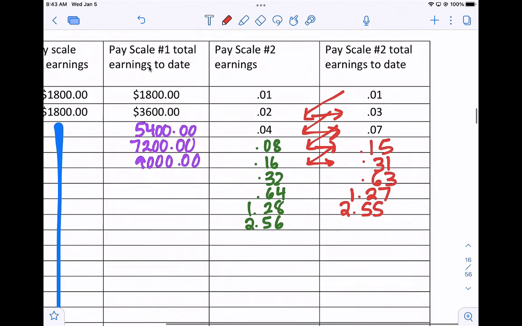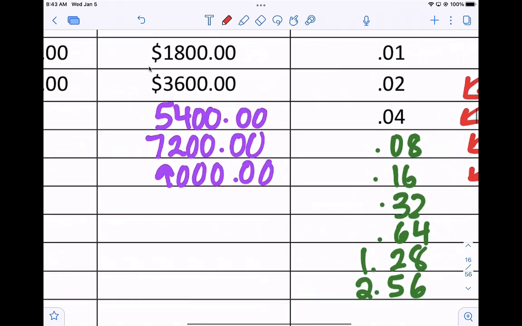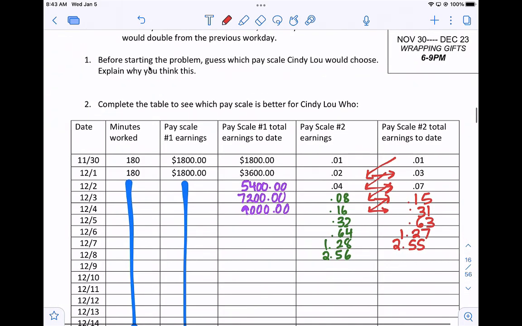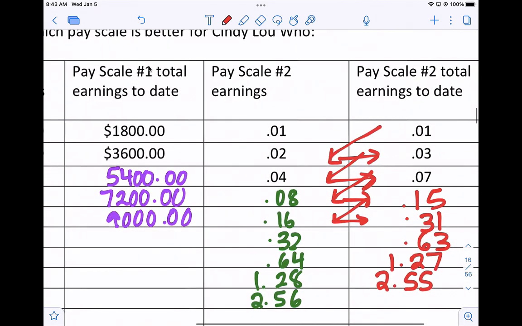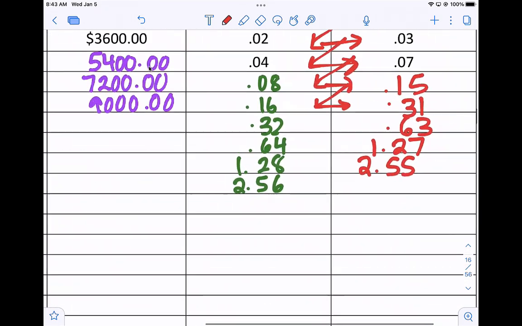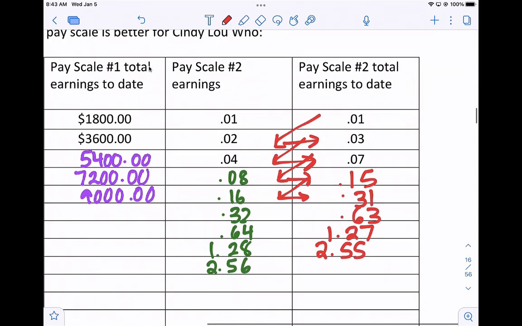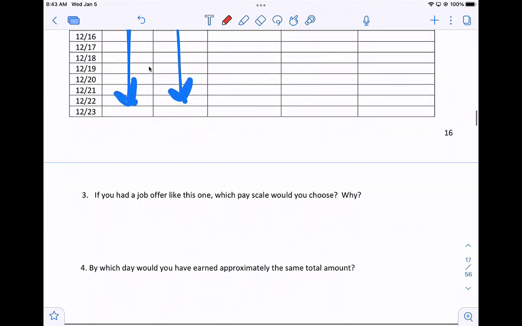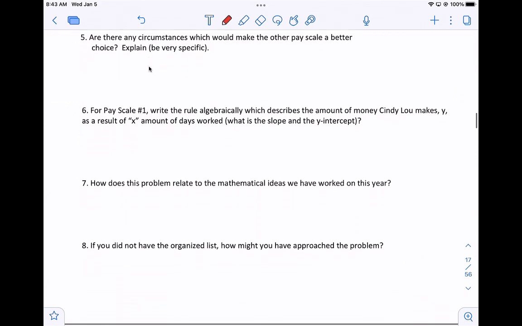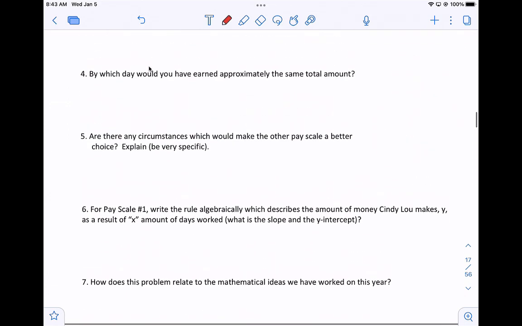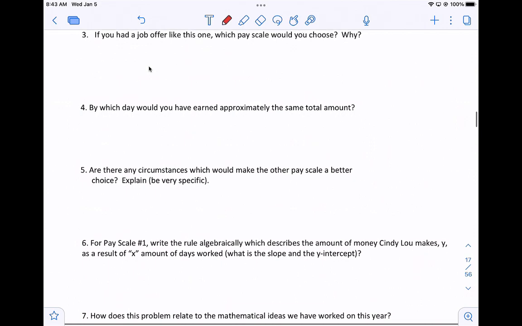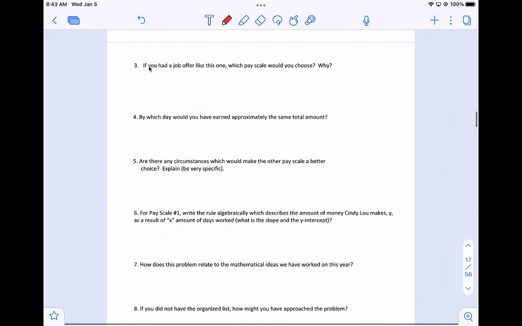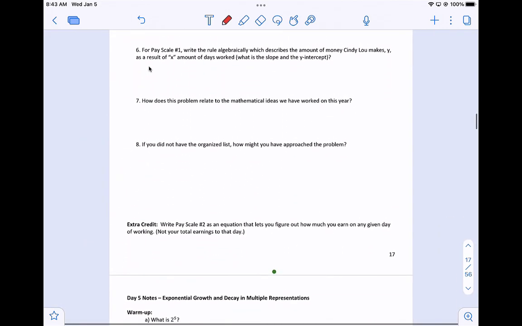Okay, so for your assignment, I want you to complete this chart. So again, in the 4th column over, you just add $1,800 a day. The 5th column over, you just double the amount. And then the 6th column, you take the amount from the day before and then add the new day to it to get the total earnings to date. So fill out this table, and then on the back side, there's some questions to answer. Looks like 1, 2, 3, 4, 5, 6 questions to answer about what you noticed in your table, and then an extra credit problem. So do that before we look at day 5.